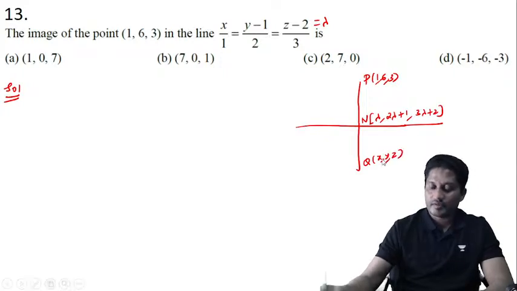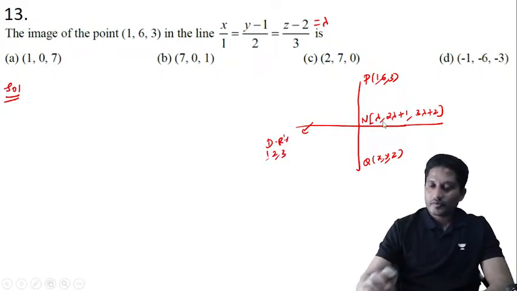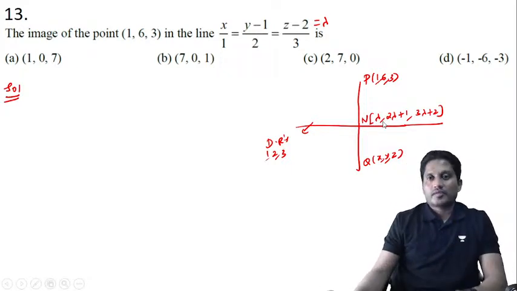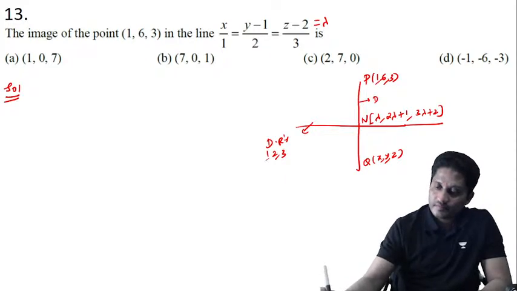First, I'll find the foot of the perpendicular. DRs of this line will be 1, 2, 3. General point I got: lambda, 2 lambda plus 1, 3 lambda plus 2. I'll find the DRs of this line. DRs of this is lambda minus 1, 2 lambda minus 5, and 3 lambda minus 1.